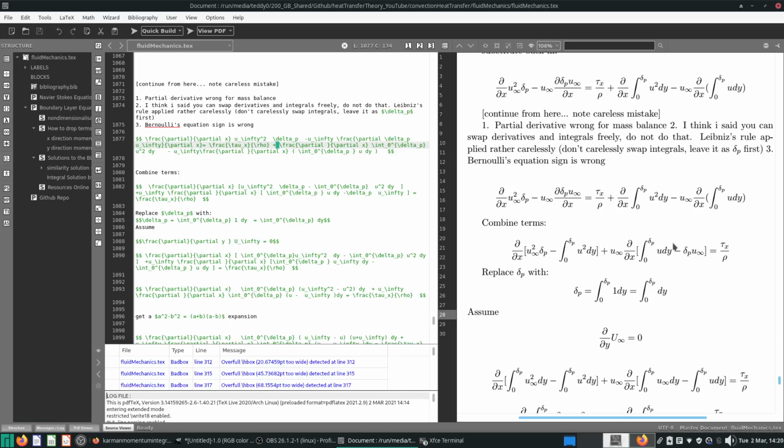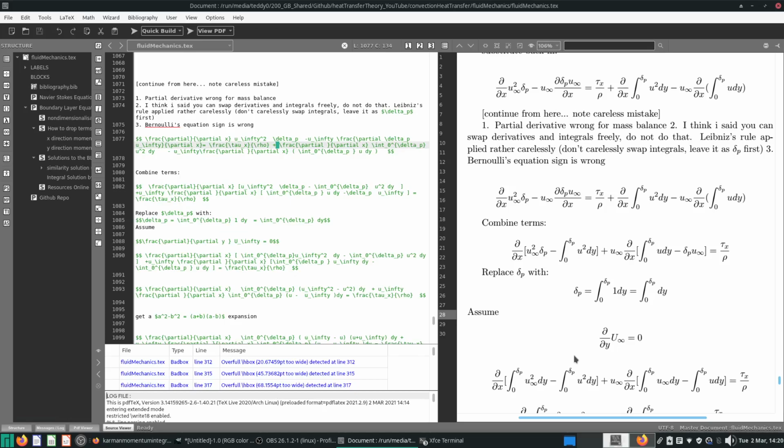Before I continue, I just want to make one more note. I think I said in the past few videos that you can swap the order of derivatives and integrals freely. Okay, in general, that's not correct. You should refer to this thing called Leibniz's Rule. You can just search it on Google. So if you want to bring the derivative del by del x into the integral, you should be very, very careful to apply Leibniz's Rule correctly.